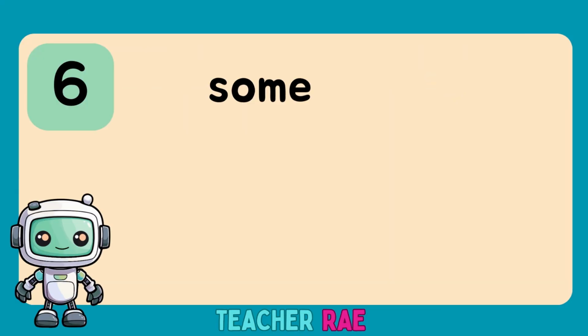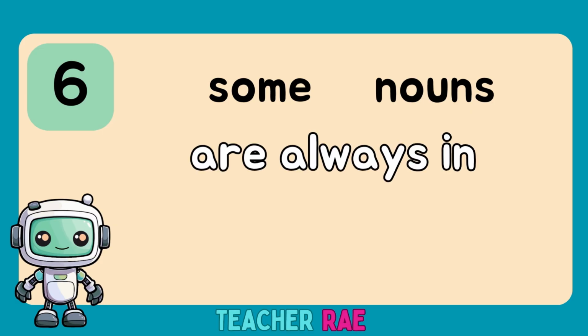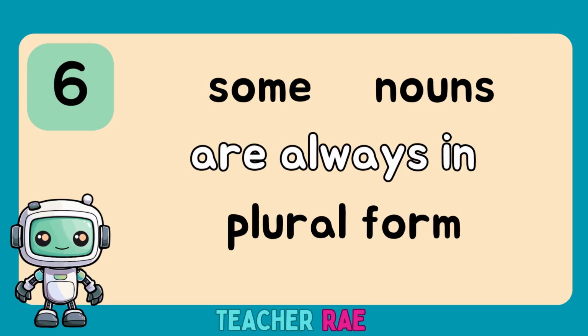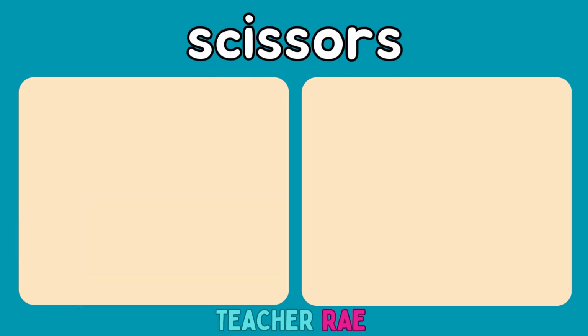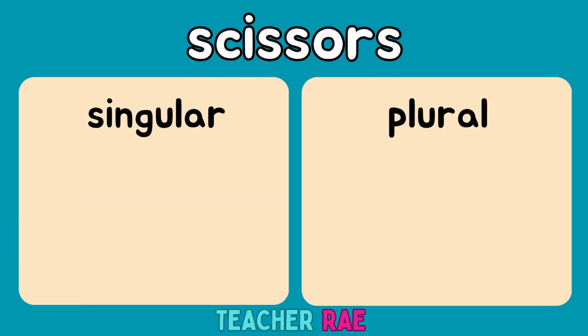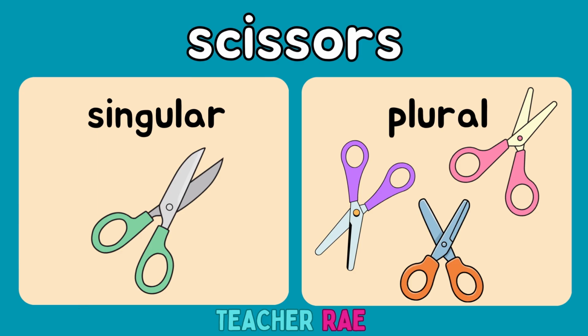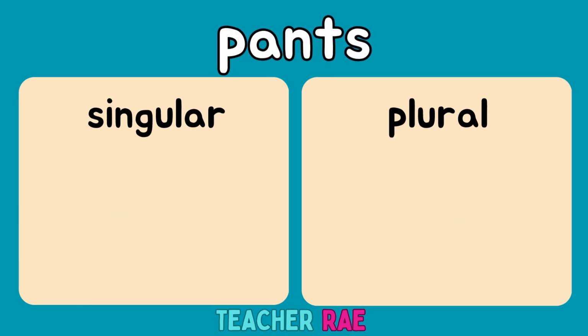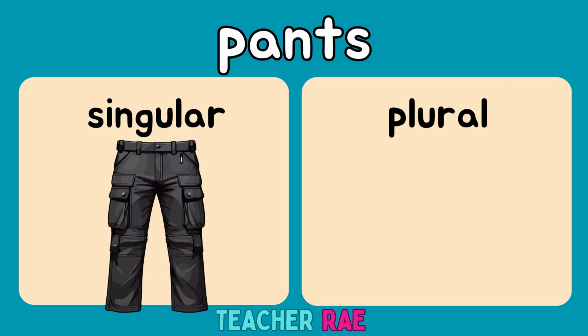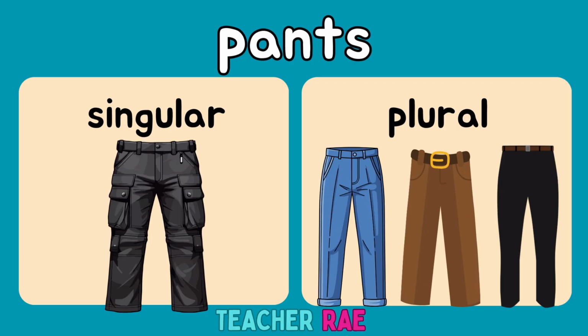Number 6. Some nouns are always in plural form. Example: the word scissors. Whether it's singular or plural, it is still scissors. The word pants. Whether it is singular or plural, it is still pants.